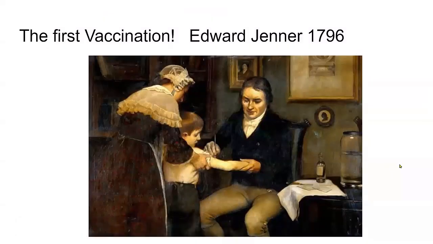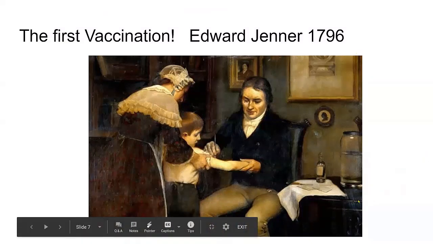So, to the rescue comes this English physician, Edward Jenner. 1796 is the first vaccination. So this is a famous painting, and he's scratching the boy's arm here and introducing something that will protect the boy for the rest of his life from smallpox.